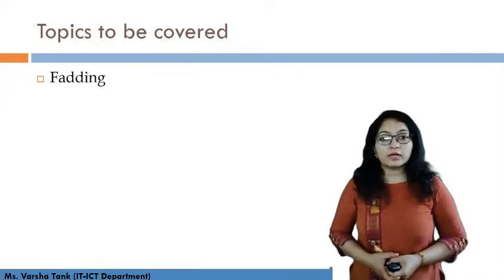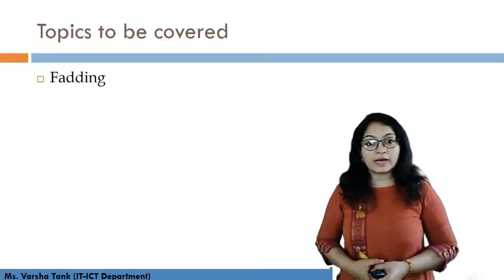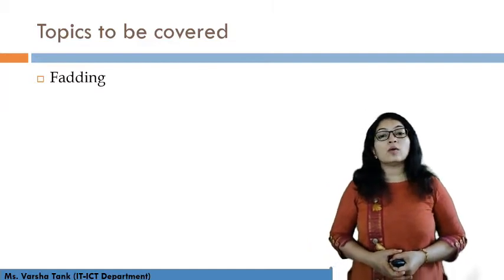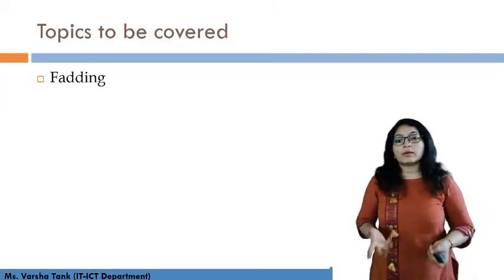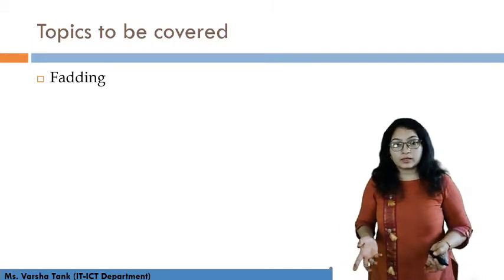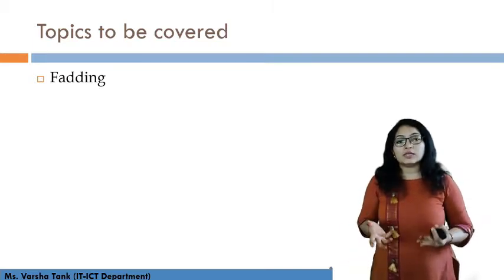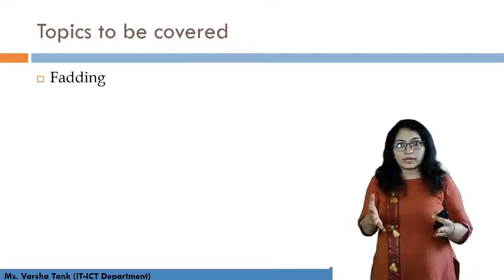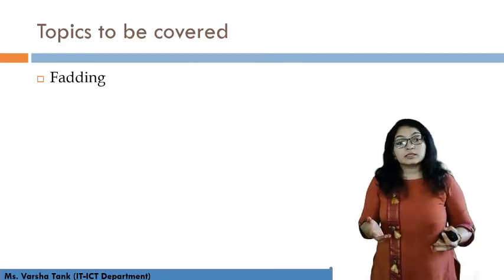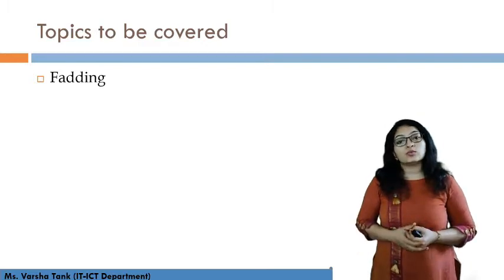So the topic to be covered in today's lecture is fading. Till now we have discussed this term so many times: fading may occur, fading can happen. So what exactly is the meaning of fading? Fading means any unwanted signal, any disturbance in signals. That is known as fading.